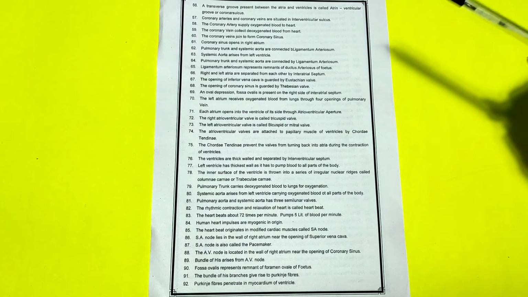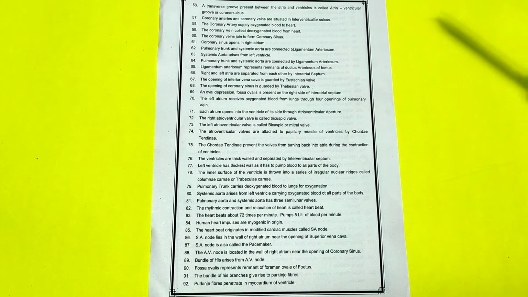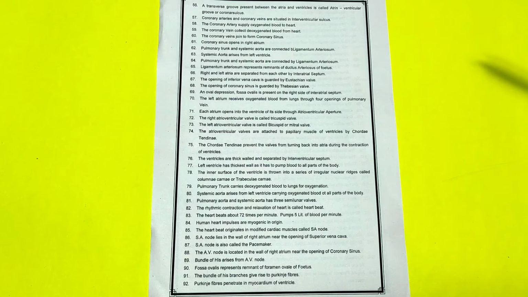Coronary arteries and coronary veins are situated in the interventricular sulci. The coronary arteries supply oxygenated blood to the heart. The coronary veins collect deoxygenated blood from the heart. The coronary veins join to form the coronary sinus. Coronary sinus opens in the right atrium.